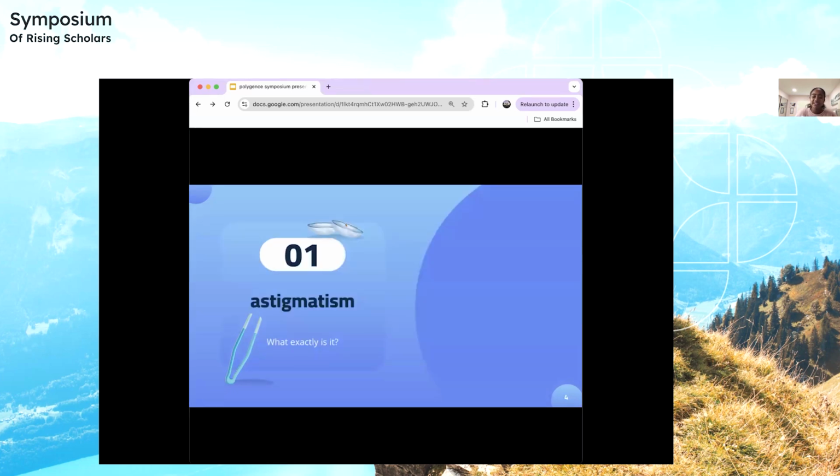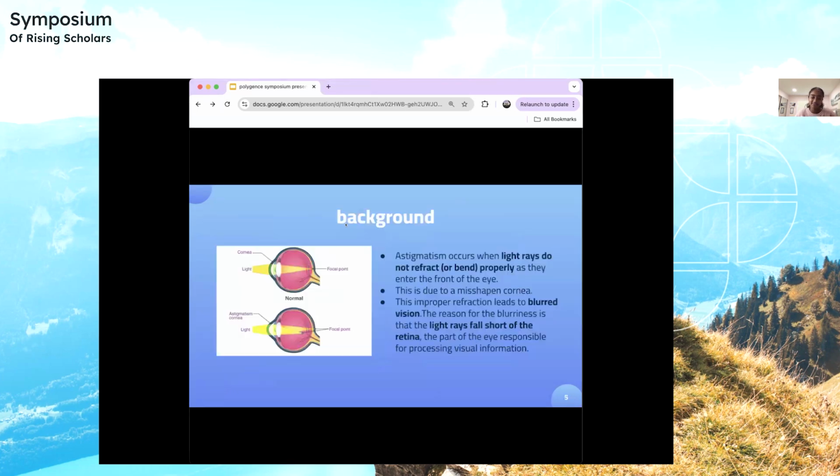So first off, what exactly is astigmatism? As you can see from the diagram over here, and from a scientific point of view, astigmatism occurs when light enters your eye and it does not hit a certain focal point in your retina. And that's due to the cornea. Every eyeball has a cornea, which is like a thin, transparent layer on top. And when it's deformed, light, when it's refracted through the eye, hits multiple different focal points in the retina. And this causes a quote unquote blurry and distorted image.